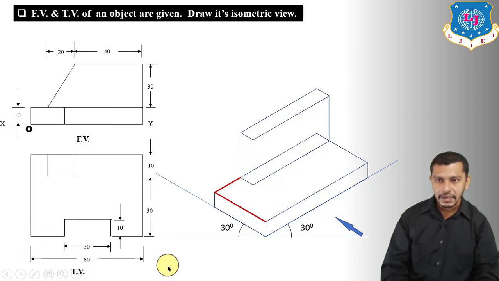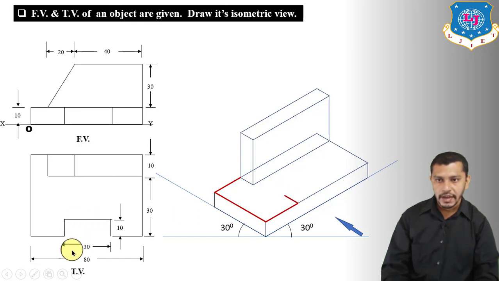So the total length is 80 mm minus 30. So the remaining length will be 50 mm, and we have to divide 50 mm into two parts, this part and this part. So this will be 25 and 25. So from this point, draw a line of 25 mm on this edge. Now from this point we have to show the depth of this slot, 10 mm.